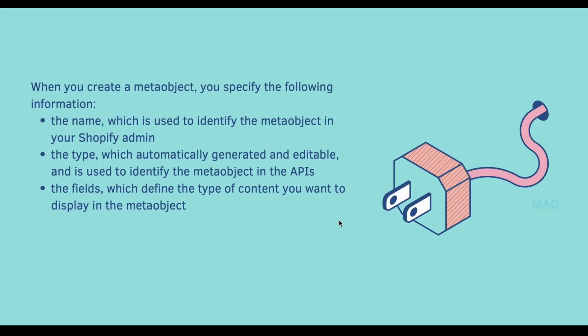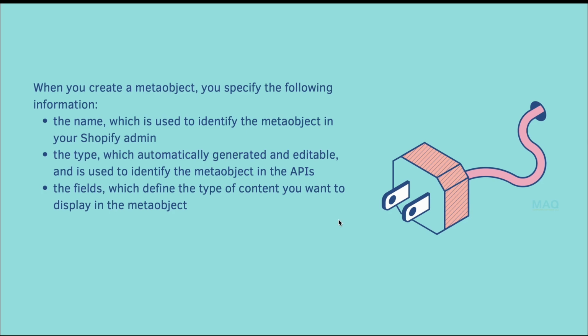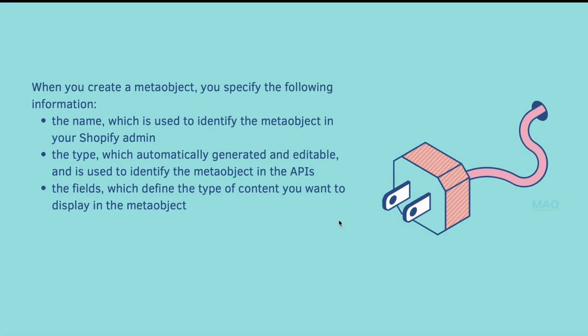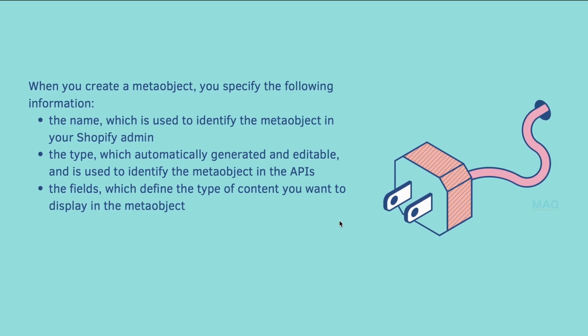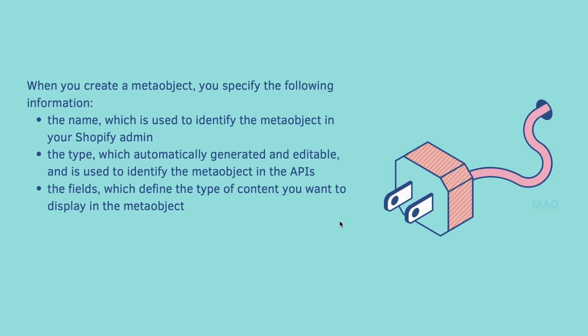We create meta objects basically like how we create the meta fields itself. We create it and then we link it as a meta object, so that's how we will be doing that. So once you create a meta object, you will need to give it a name, a type, and the fields that you want to have on the meta object.